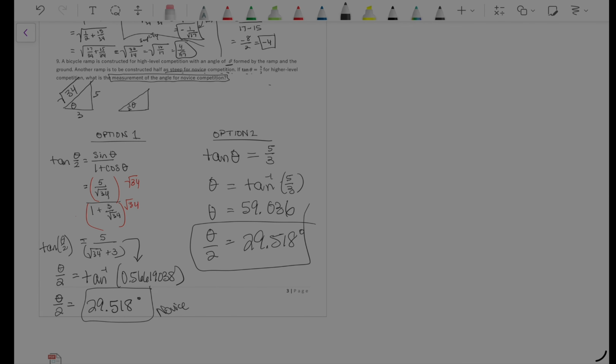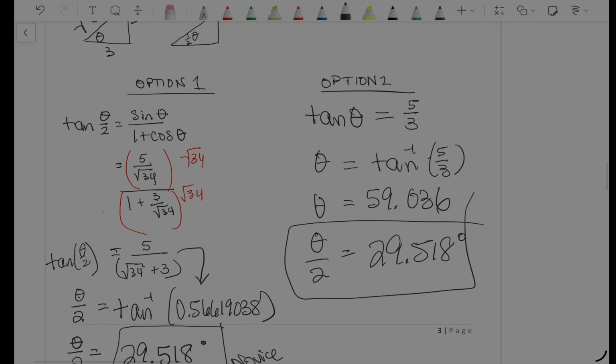This section was on half angle formula, so I'm sure the intent is to have you use option 1, but option 2 is easier and probably more applicable, big picture, long-term, for other problems moving forward.